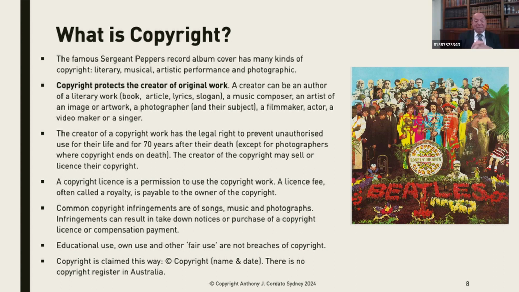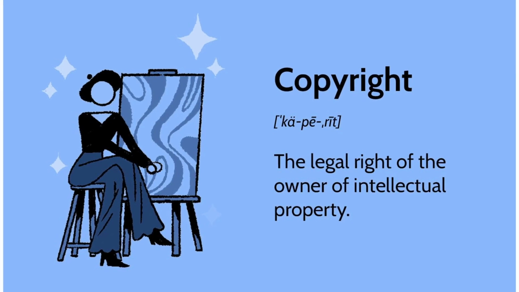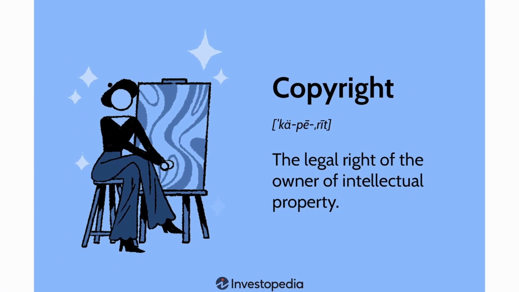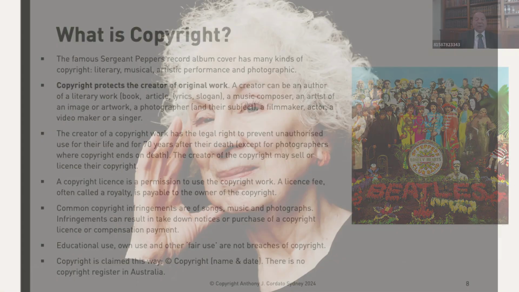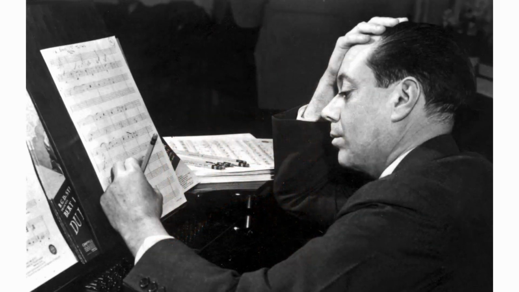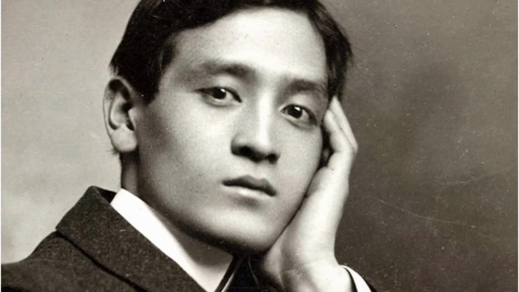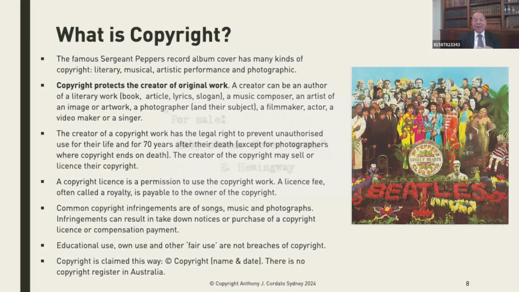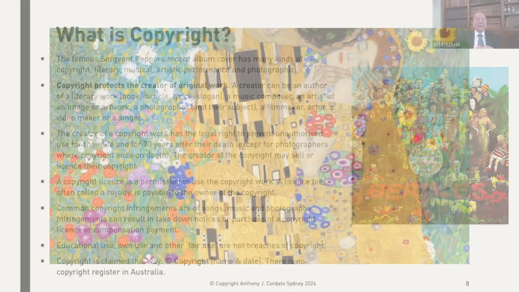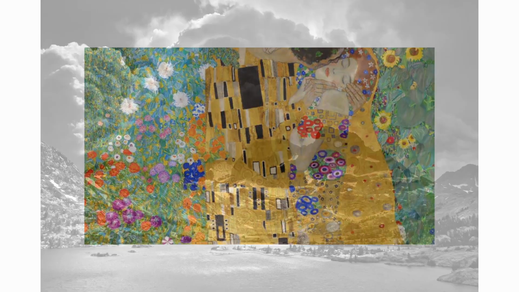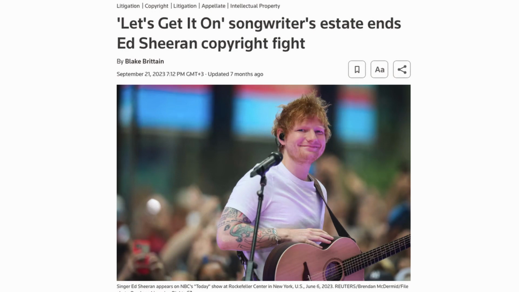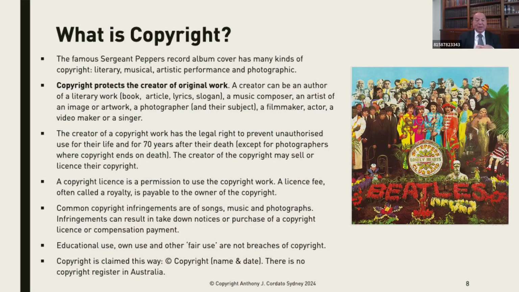So we'll get back to that in a minute, but let's just go to the basics. Copyright protects the creator of an original work. It protects it against copying. A creator can be the author of a literary work: a book, an article, song lyrics, a poem, a slogan. It's got to be more than one word, but a literary work can just be a few words. It covers music composers, an artist of an image or artistic work, a photographer, and separately, a filmmaker, an actor, a video maker, or a singer. Anyone who creates an original work is an author, and a creator whose copyright is protectable.